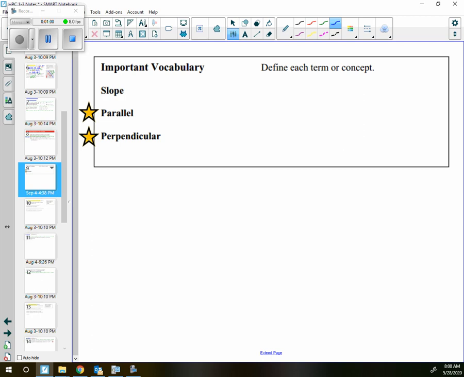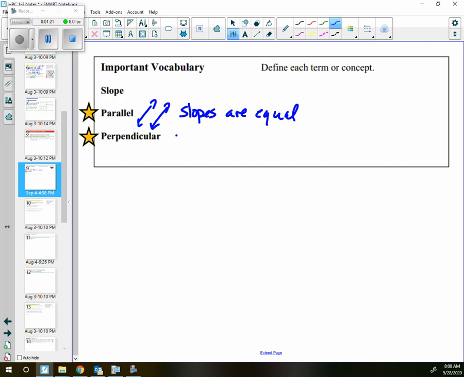So parallel, some things that people often will say are that they are lines that don't cross, so they don't intersect. Sometimes having a picture is the easiest way to do that. If they don't intersect or cross, there's something that's the same about them, and this is a situation where the slopes are equal. So they have the same slope, they have the same rate of change.